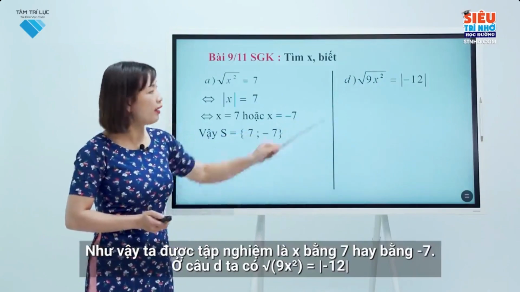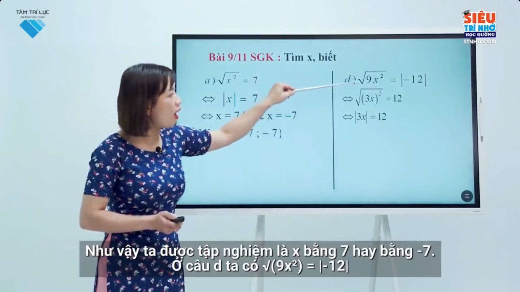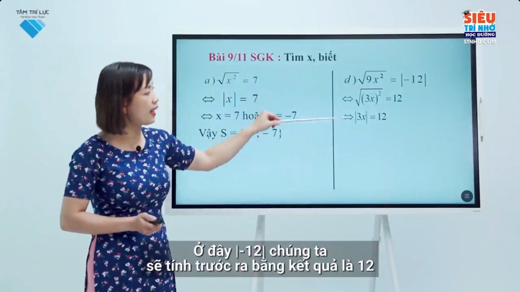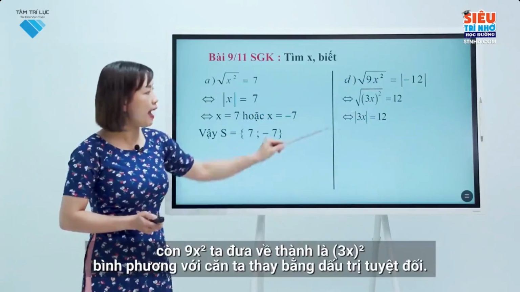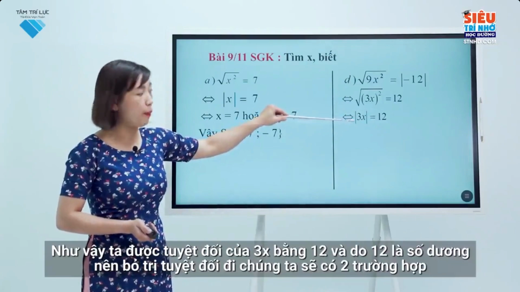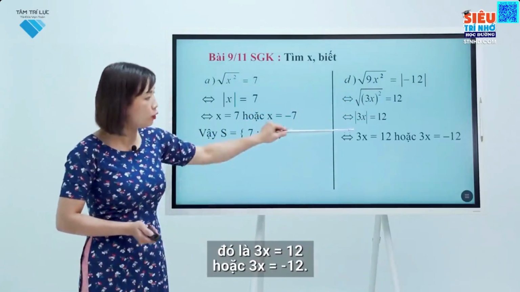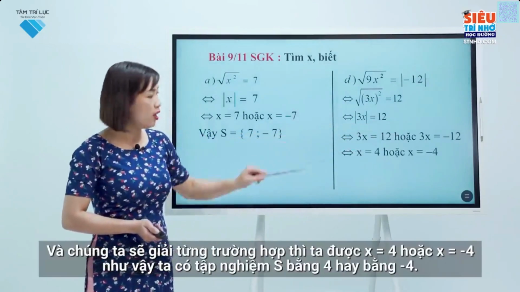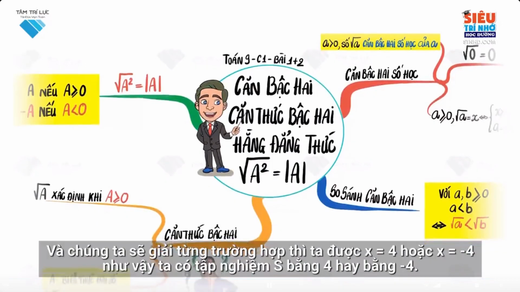In question D, we have the square root of 9 multiplied by x squared is equal to the absolute value of negative 12. Here, the absolute value of negative 12 we calculate and get the result 12. And 9x squared we bring back to 3 times x squared. The square with the radical sign we replace by the absolute value sign. So we have 12. Because 12 is a positive number, removing the absolute value sign, we have two situations: 3x equals 12 or 3x equals negative 12. We solve each situation and get x equals 4 or x equals negative 4. So we have the solution set S equals 4, negative 4.